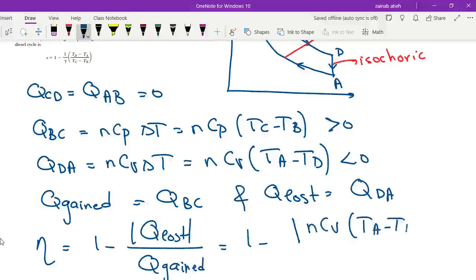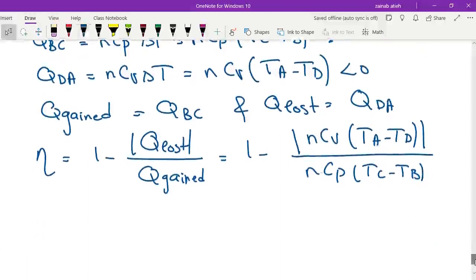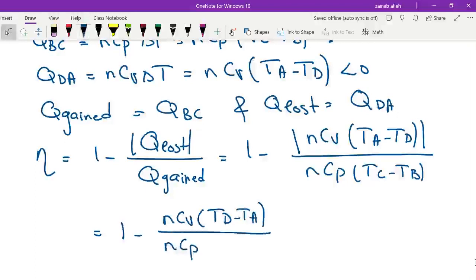over nCP (TC minus TB). Now for sure the first one is negative, so I have to flip the temperature, because temperature TA is greater than temperature TD since I have cooling here. So I will flip them and I will get a positive absolute value: 1 minus nCV (TD minus TA) over nCP (TC minus TB), this way.